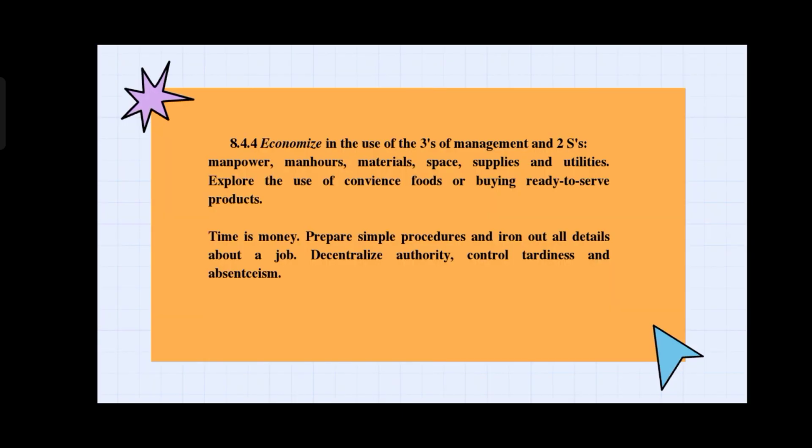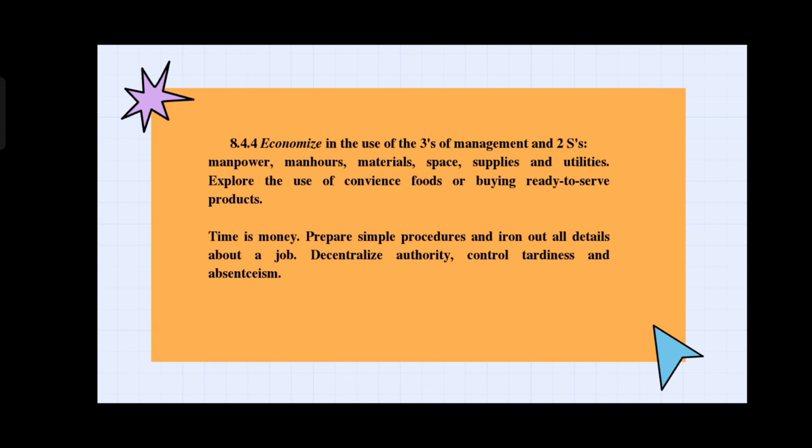So next is economize. Economize in the use of the three M's of management and the three S's. The three M's are manpower, man-hours, and materials. Then the three S's are space, supplies, and utilities. Also explore the use of convenience foods, by buying ready-to-serve products made by experienced hands like deli breads, muffins, cookies, and other dessert items. Use substitute ingredients that are equally tasty but less expensive.